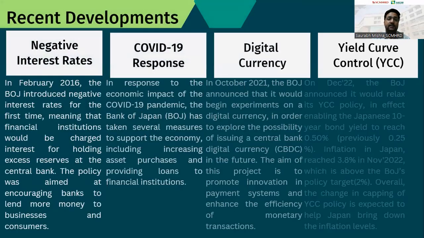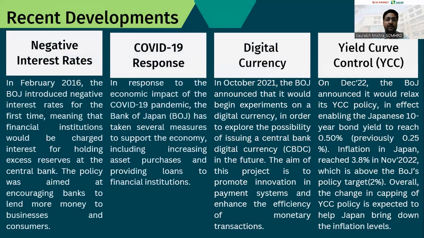Now we'll discuss some of the recent developments. First of all, negative interest rate. In February 2016, the Bank of Japan introduced a negative interest rate for the first time, meaning that financial institutions would be charged interest for holding excess reserves at the central bank.